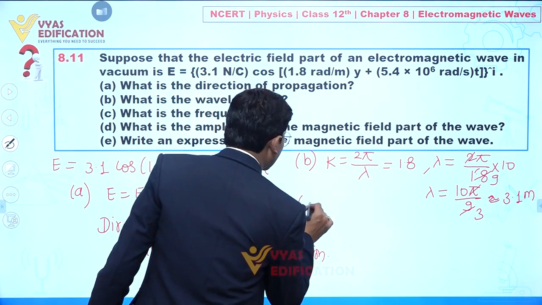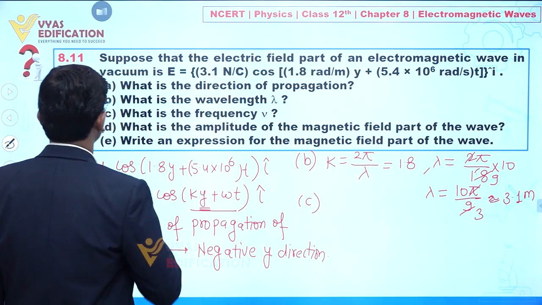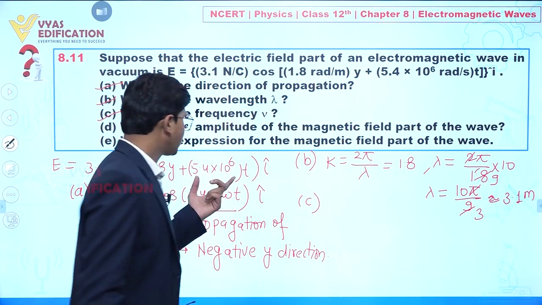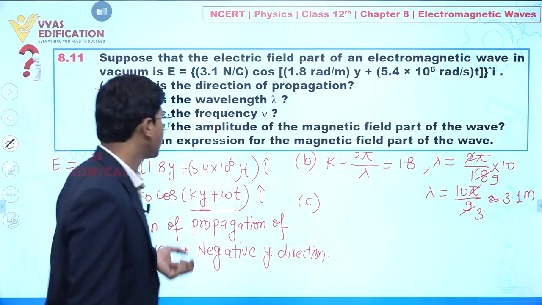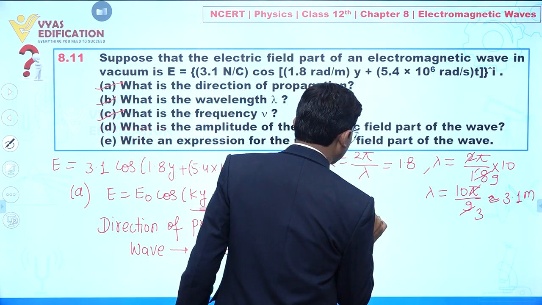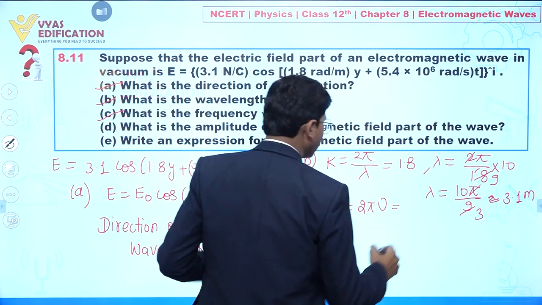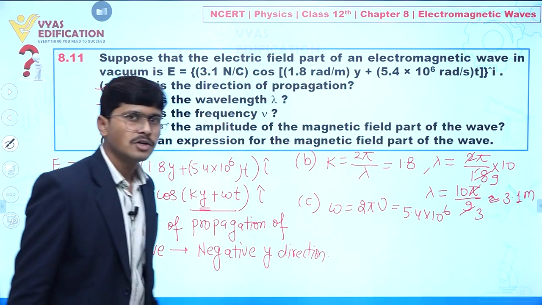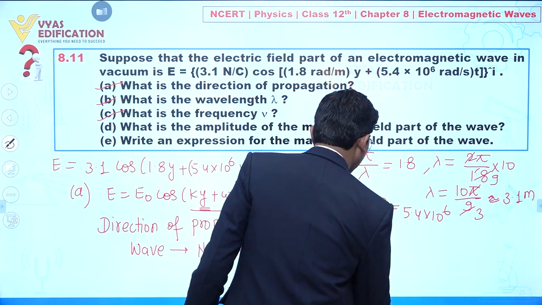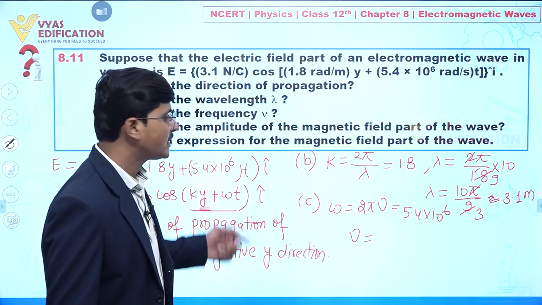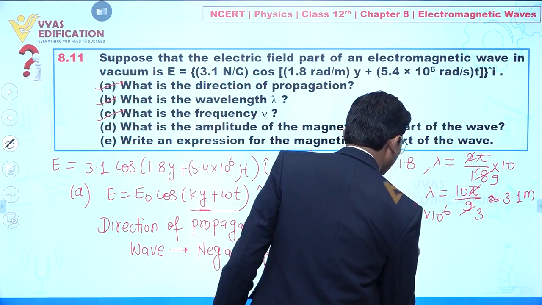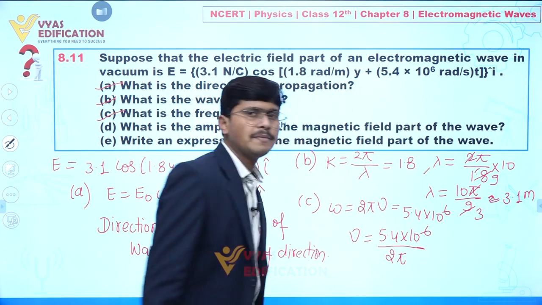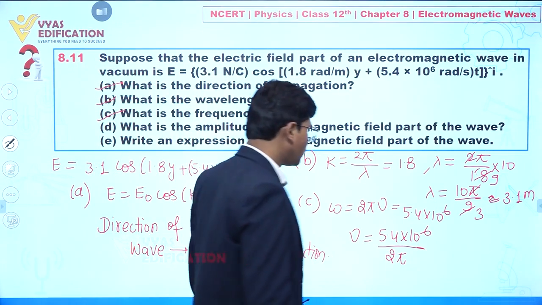Now if we are discussing part C, what is the frequency? For frequency, if you compare with this equation, omega is given by 2 pi nu, and this is equal to 5.4 into 10 to the power 6. So from here we can write the frequency is 5.4 into 10 to the power 6 divided by 2 pi. 2 pi is 6.28, so near about I am taking 6.